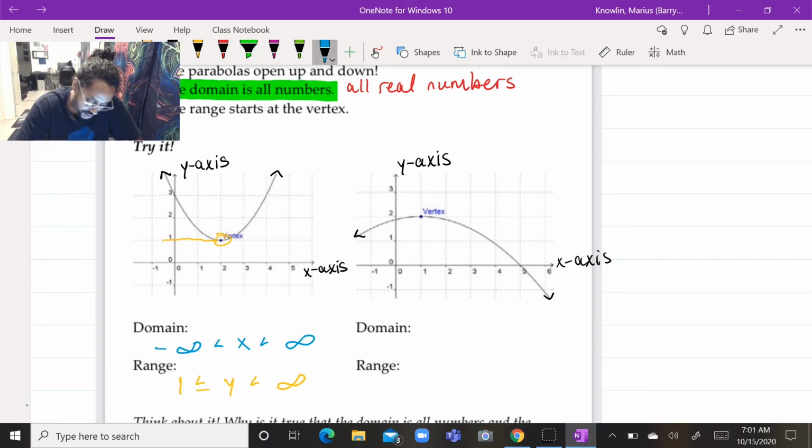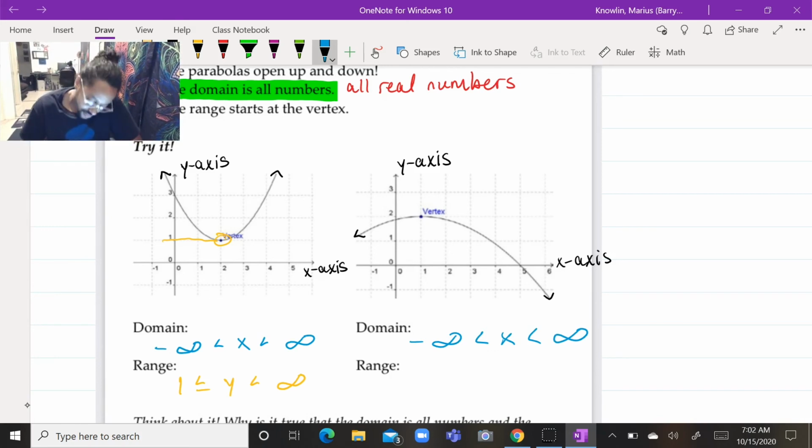Now once again, the domain is all real numbers, because if we could open this graph up more, the parabola would continue to expand and expand and take up the whole x-axis. So this is going to be from negative infinity to positive infinity.